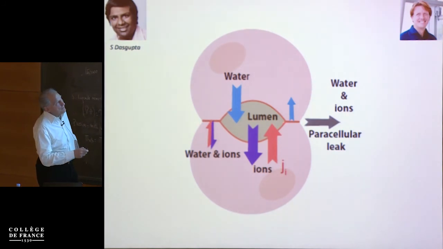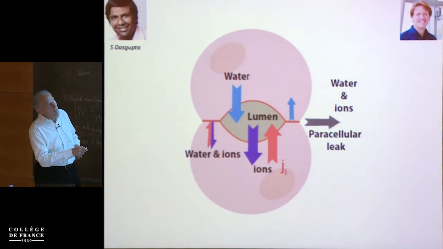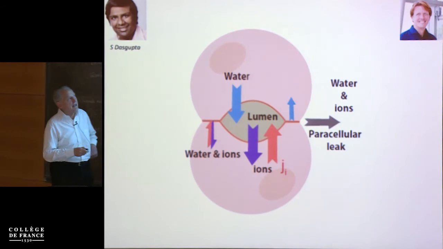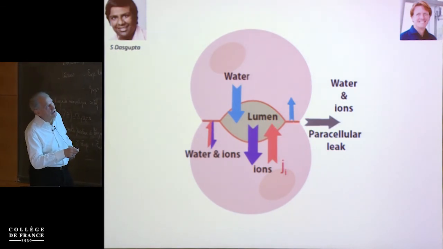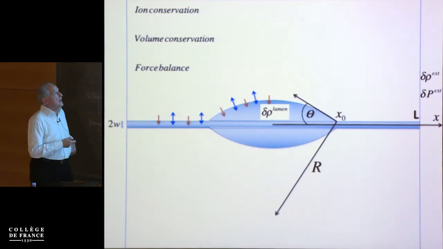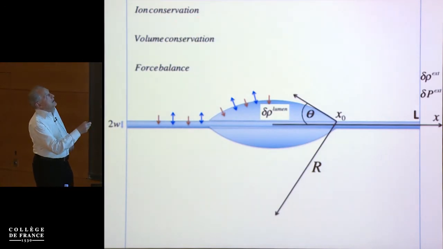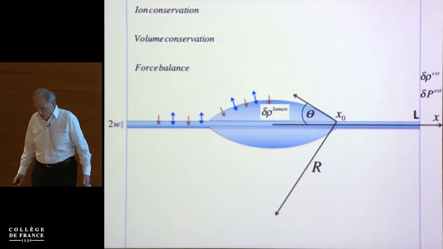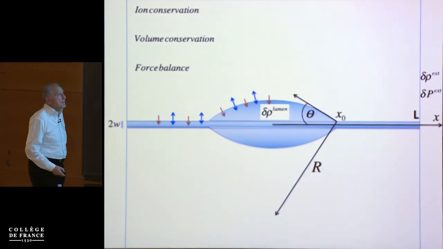And there, the space between these two cells here, it's about 40 nanometers. So 40 nanometers is not zero. You can have a flow through this space, and you have to keep track of that flow, and it turned out it would be important. And so now we have to keep track of ion conservation, volume conservation, or water conservation, and of course we have to balance forces. And if we do that, we'll have a set of equations that we can hope to solve and see what we expect.